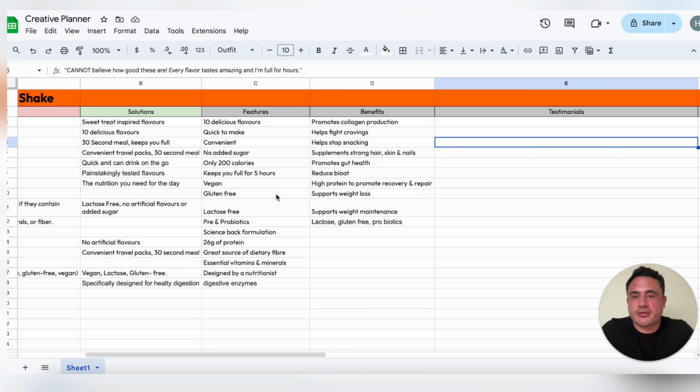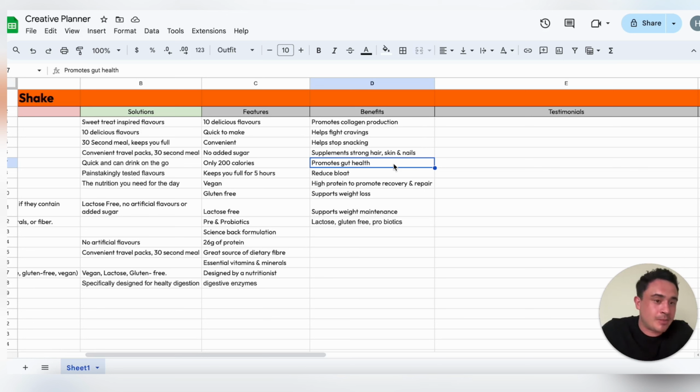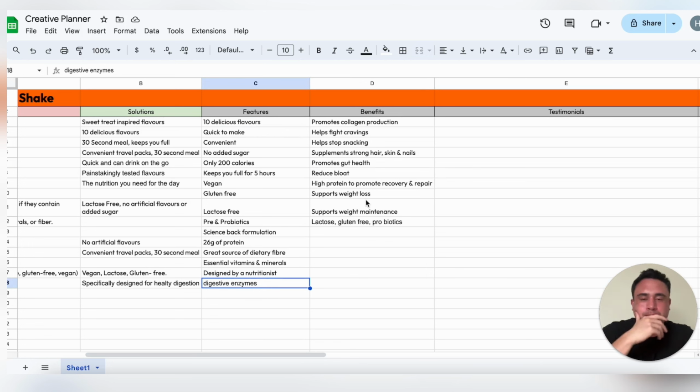But again, a feature will be digestive enzymes. A feature will be dietary fiber. A benefit will be, what would we have here? Promotes gut health, for example. We've got all the stats, but the actual benefit from that will be promoting gut health. The actual benefit that comes from that is reducing bloat. So we can already think of some ideas here. Maybe we're talking about milkshakes that taste great and reduce bloat. And then we've already got our features to back that up, like digestive enzymes and stuff like that.